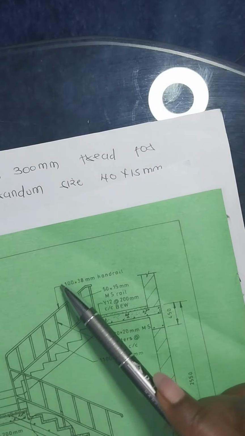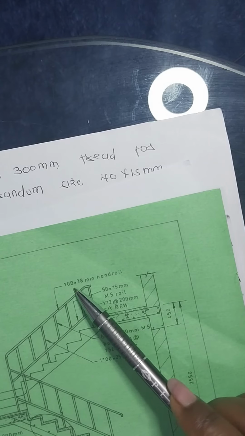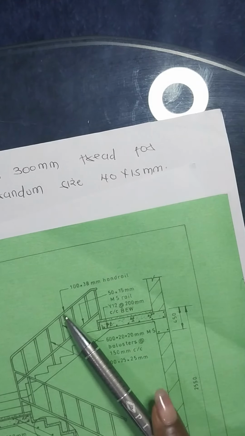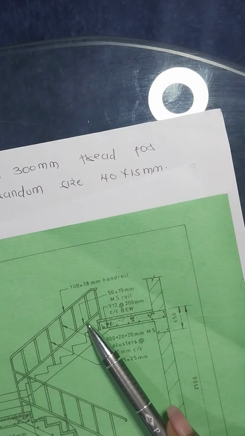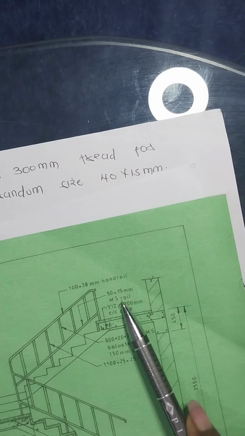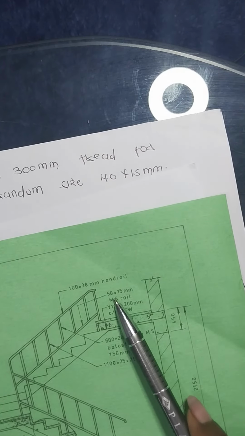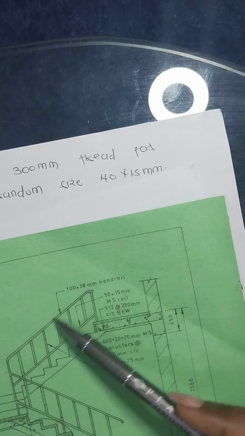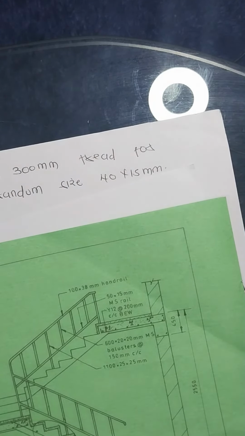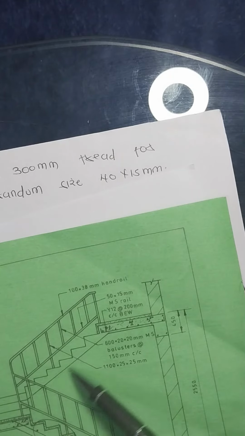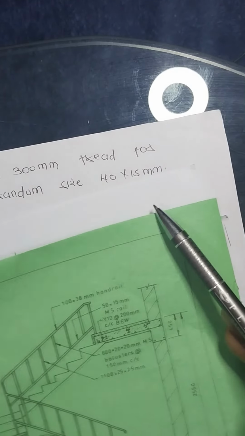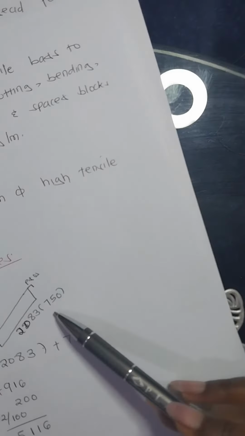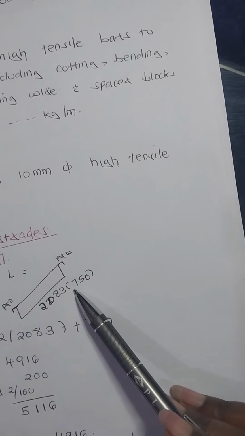Now we have the 100 by 38 millimeters handrail, which is the top, and then we have the 50 by 15 millimeters MS rail, that is for the bottom. So this handrail is taking the length of the string, as you can see. This length here and this length here, which we had calculated initially. For the first one, the length was 2083, and for the second one, the length was 750.